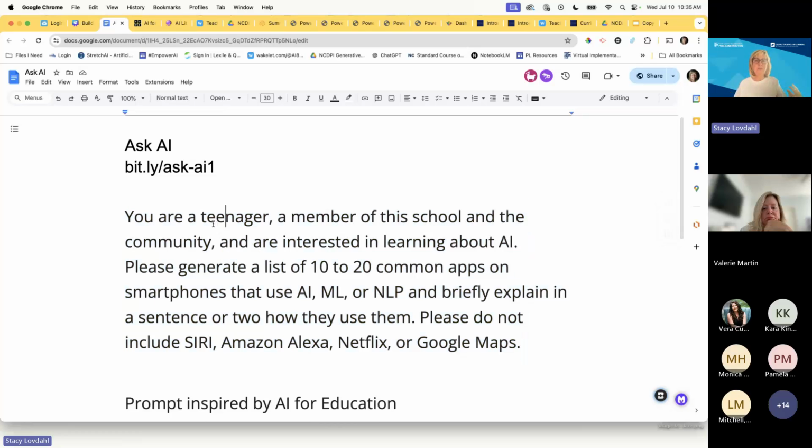I told them that they could customize it more for themselves if they wanted to. So I had put in there that they are a teenager, a member of the school and the community. But if they wanted to describe themselves a little bit more thoroughly and say that they were maybe a member of the band or on a team or a sport or something like that, they could customize it for themselves, but also cautioning them to keep it generic and not personally identifiable. So we had a little bit of a conversation about that.